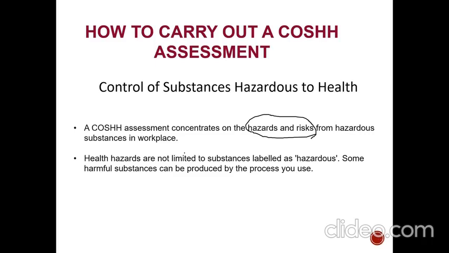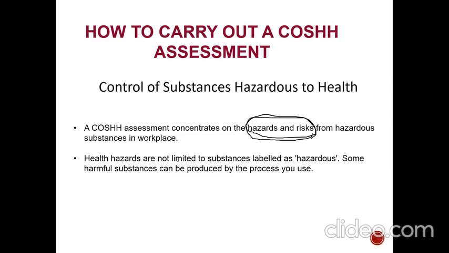Today we're going to learn how to carry out a COSHH assessment. COSHH stands for Control of Substances Hazardous to Health. A COSHH assessment concentrates on identifying the hazards and risks from the hazardous substances used in the workplace.